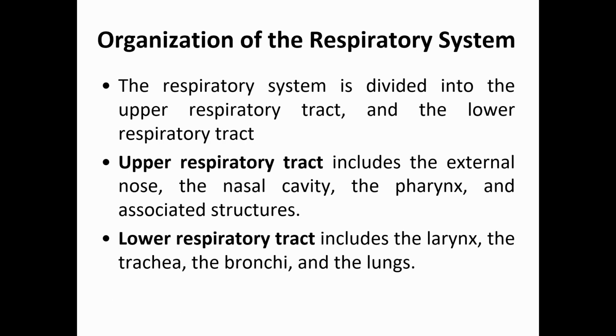So the organization of our respiratory system is divided into two. We have the upper respiratory tract, which includes the external nose, the nasal cavity, the pharynx, and associated structures. We also have our lower respiratory tract, which includes the larynx, the trachea, the bronchi, and the lungs.